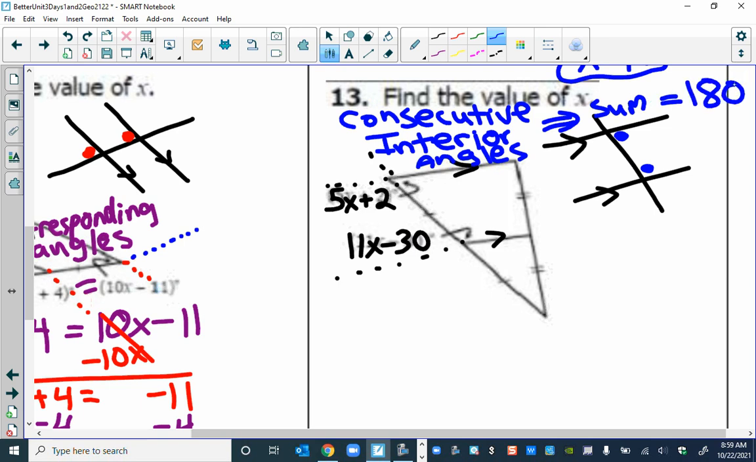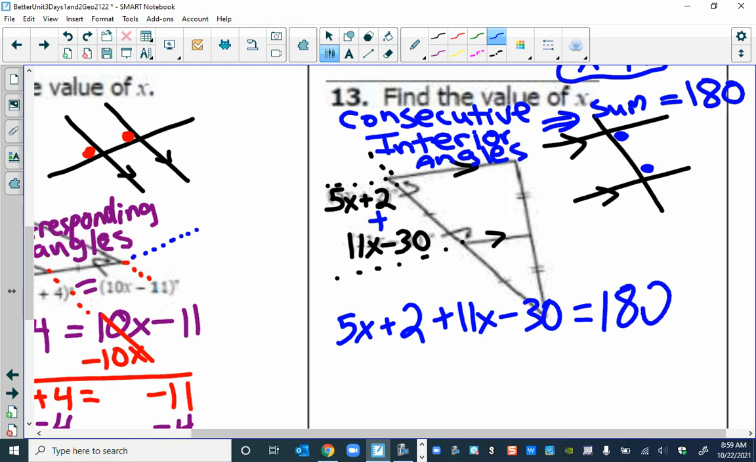So these two angles, 5x plus 2 plus the 11x minus 30 adds up to 180. I know we've seen this before, ladies and gentlemen. We just saw this maybe a week or so ago. That's why we had the reviews. That's why we had a double review on this before our test.